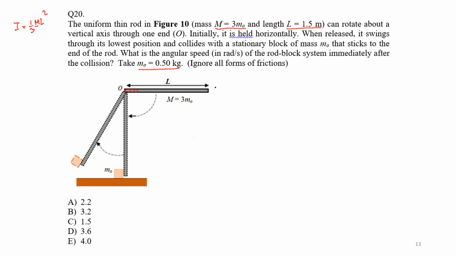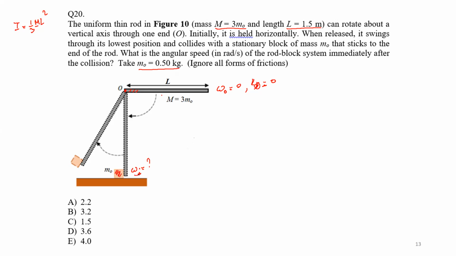So initially it's held horizontally. When it's released, that means my omega initial here is 0, meaning my initial kinetic energy of rotation here is just 0. So now when it's released, this rod can rotate, and it rotates down. Now the question is, what is the omega_I here, just before it hits this block of mass m_0?